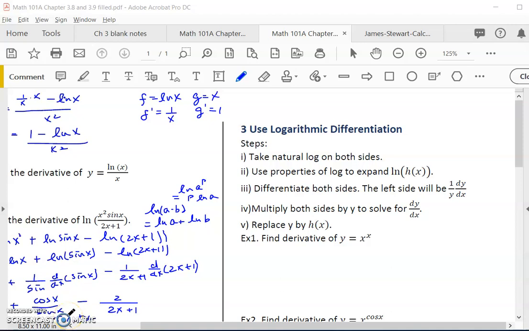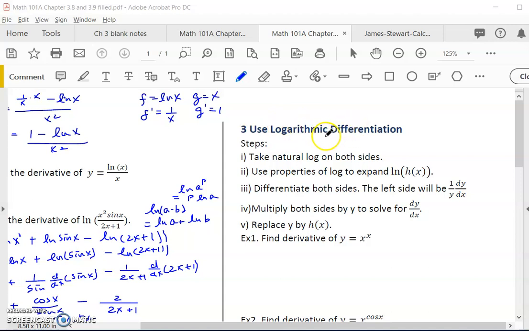Hi calculus student, this video is for 3.9 part 3, the last part of finding derivative of exponential and log functions. In this particular one we are looking at a technique of differentiation called logarithmic differentiation.